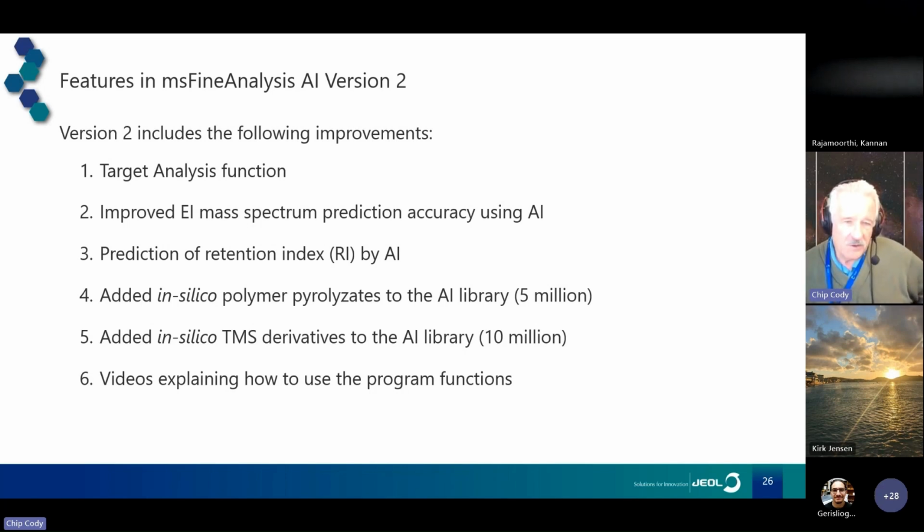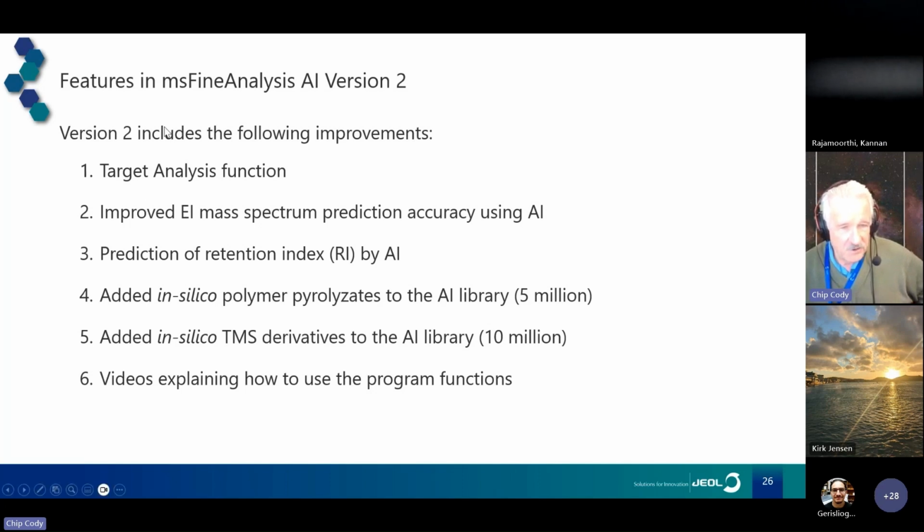We've improved the EI mass spectrum prediction accuracy. I'm not going to talk about that very much, but the algorithm that we use to predict the spectra from structure has been refined, and the scores are much more congruent with what we'd expect from the NIST library. I forgot to mention we did train the AI database using the NIST database, and we withheld 30,000 compounds, I think, for a validation suite.